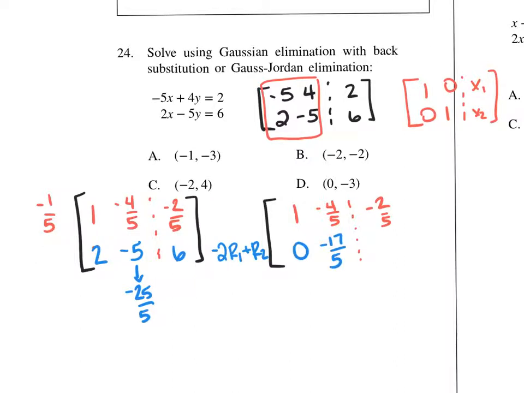Then I'm going to multiply -2 again, and I have that same problem right here. I need to change this 6. That is 30/5. These are easy to see: -25 divided by 5 is -5, and 30 divided by 5 is 6. So now, -2 times -2 is +4, and +4/5 plus 30/5 is 34/5.